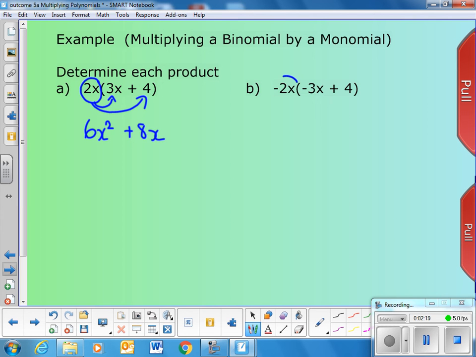The second example, first step is negative 2x times negative 3x. So negative 2 times negative 3 is positive 6. x times x is x squared. Then negative 2x times positive 4. Negative 2 times positive 4 is negative 8x.